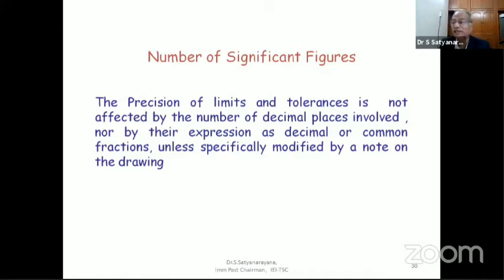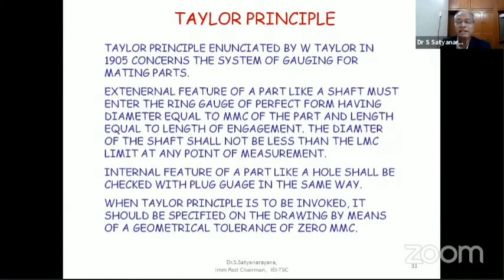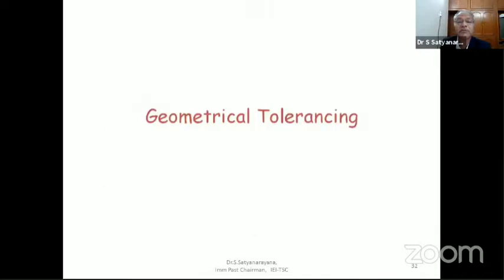Tolerance is to be directly taken as per IS 919. And the Taylor principle will explain it and lead you to the gauge design. I'll be dealing with the design of gauges also, not only measurement, but how to design the gauge and how to use those gauges for mass production purposes. And with this, now geometrical tolerancing will be starting.